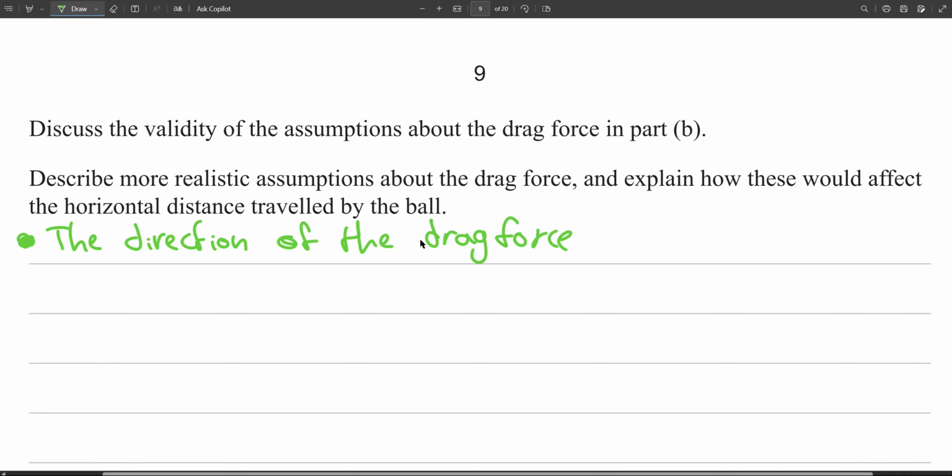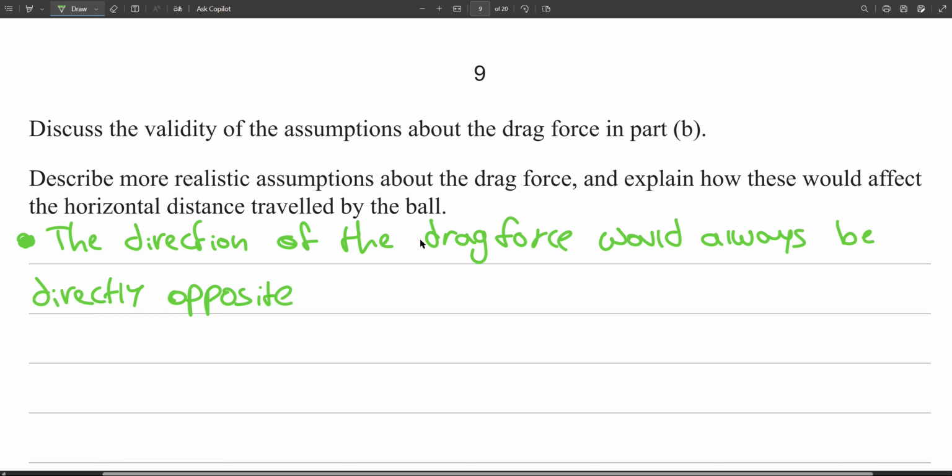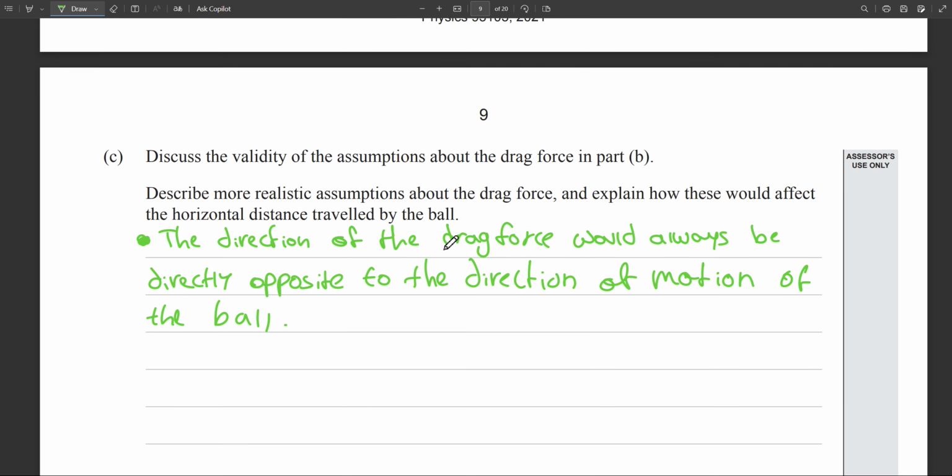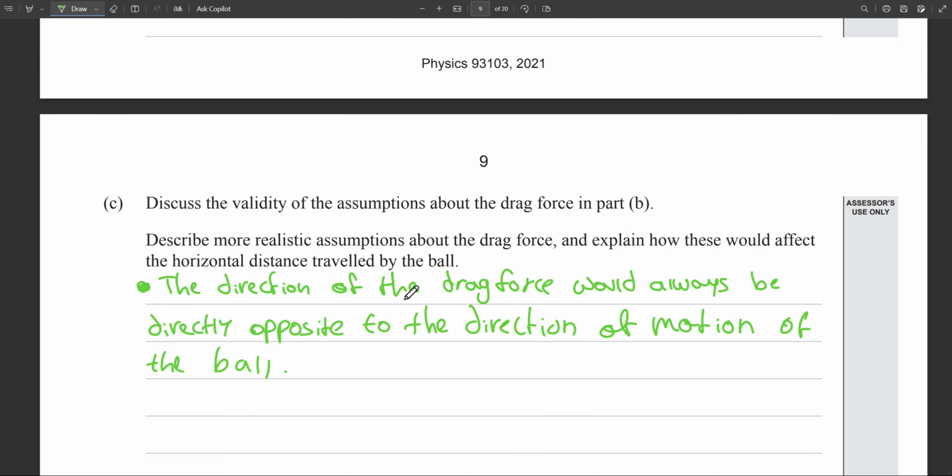Drag force would always be directly opposite to the direction of motion of the ball.